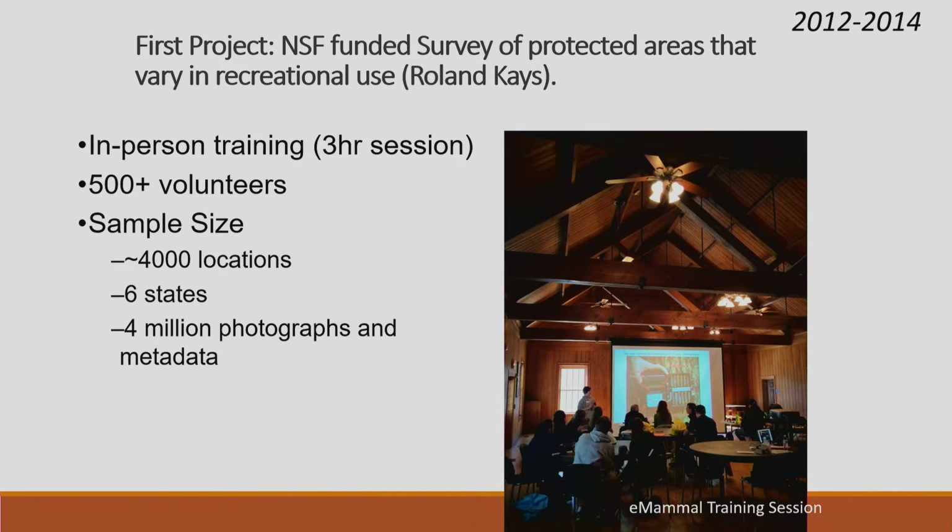They have to go to the coordinates, collect the data, bring us the data, go to the next coordinates, go to the next coordinates on their list. And when they finish their list, we give them a new list of coordinates to go to. Across 6 states, 4 million images and metadata. This was all organized with 2 technicians, dealt with all the volunteers and all the data.